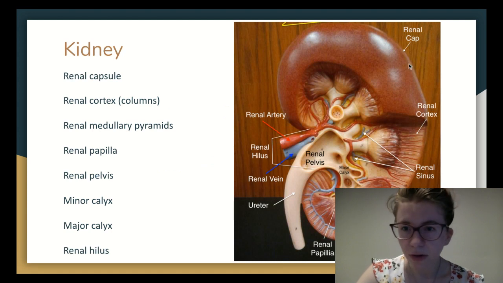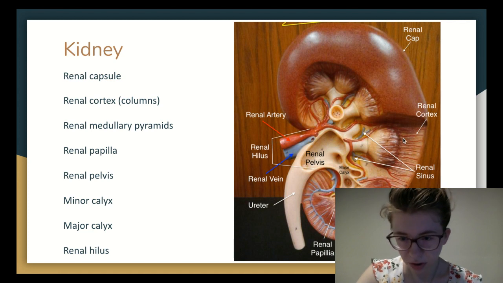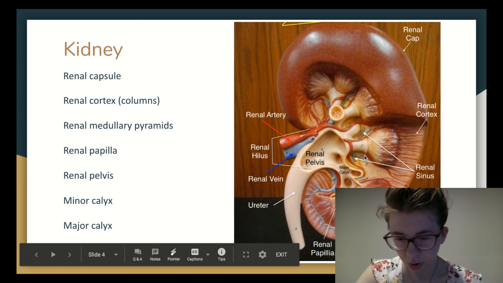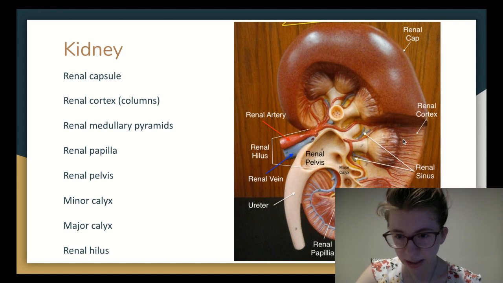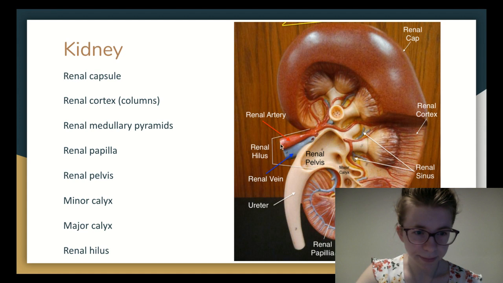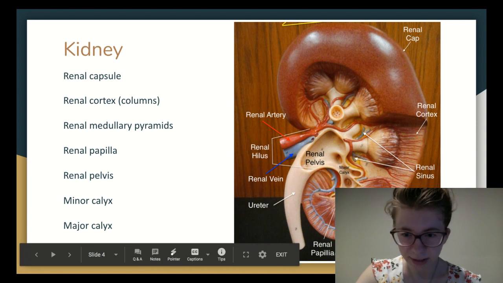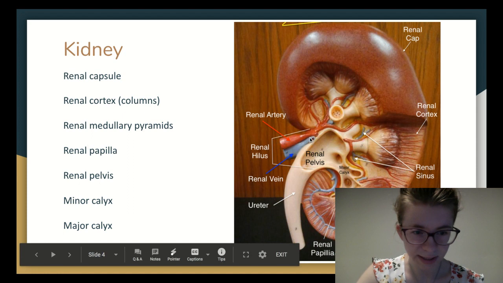So here we go, the renal capsule right on the outside here. Next, renal cortex, like we just said, and then finally the medulla, which is the innermost layer. So the renal cortex has these columns in it. You can kind of see them radiating out through here. The renal medullary pyramids are going to be actually allowing the urine formation, and then it eventually travels out. I'll go over that flow in just a second here.